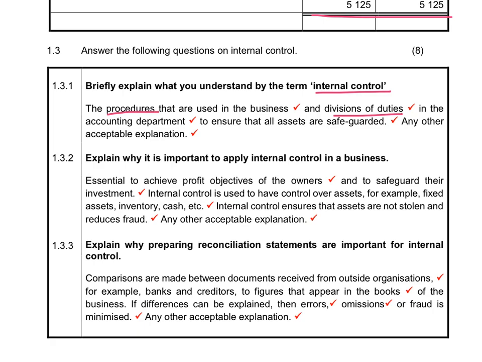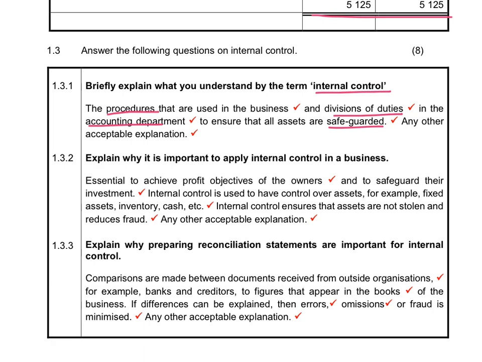In the accounting department, to ensure that all your assets, and assets means it's your inventory, the money in the bank, any of your assets will be safeguarded against fraud, where someone that works in the business has the possibility to steal money out of the business because they are responsible for everything in this business.